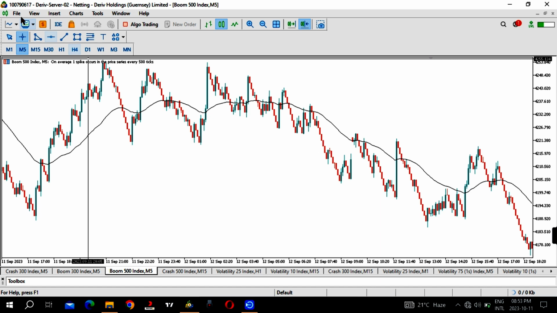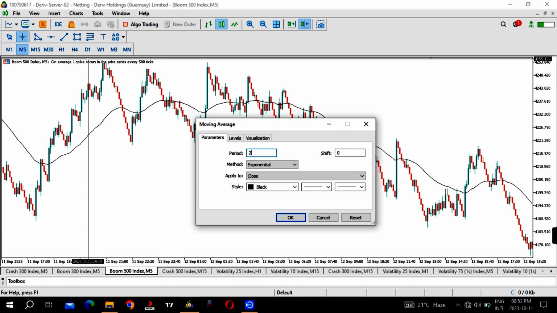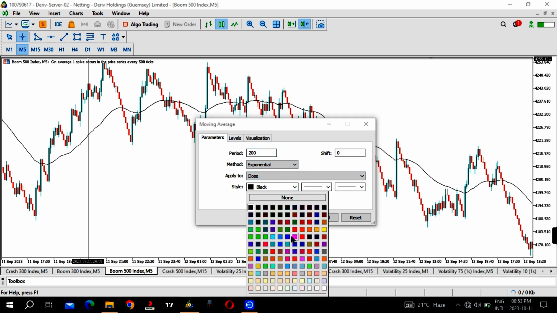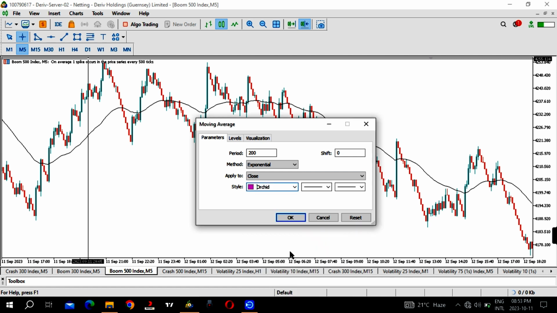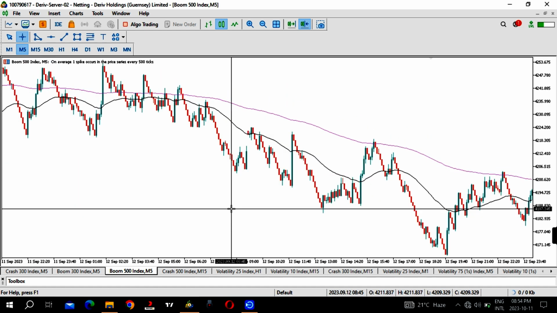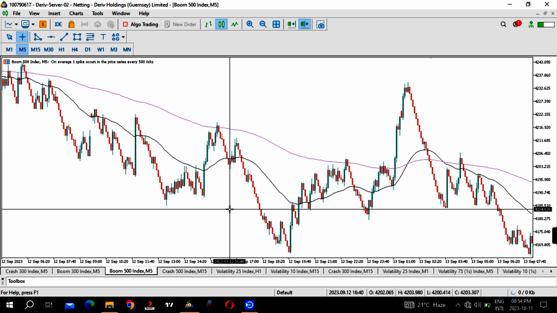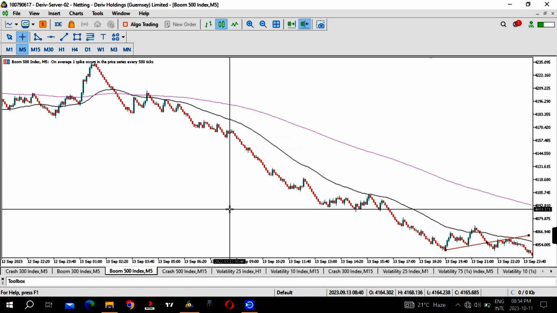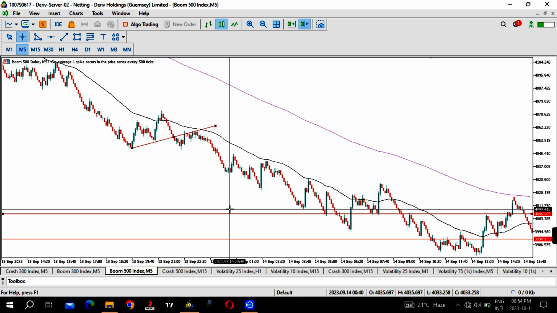Then click done. And I also like to use the 200 moving average. 200 is exponential again, and I like to use purple. I don't know why I like to use purple for this one. This isn't purple, I just do it for this video. Maybe it's just because it's a royal color. That's what I usually like to use.